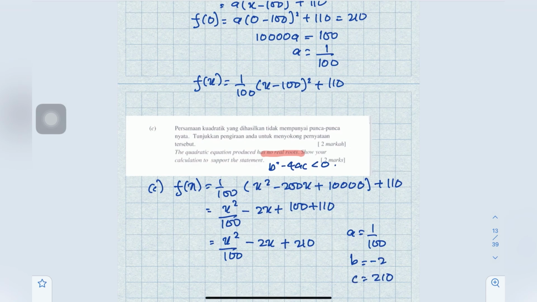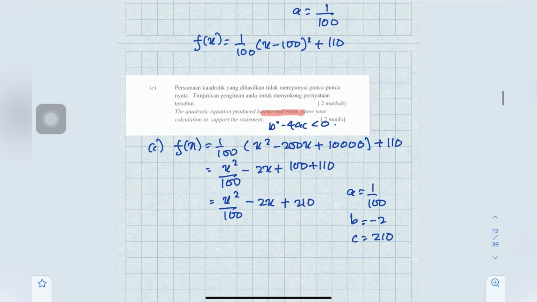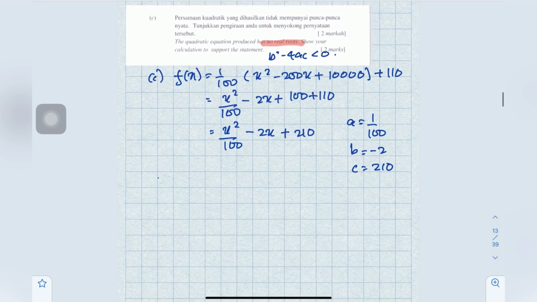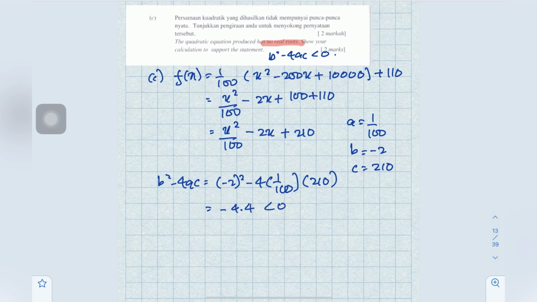Now we want to show that this has no real roots. Meaning that B squared minus 4AC, we need to show that it is less than 0. So substitute B is negative 2 squared minus 4, A is 1 over 100, C is 210. We get negative 4.4. Negative 4.4 is less than 0. So it is shown.